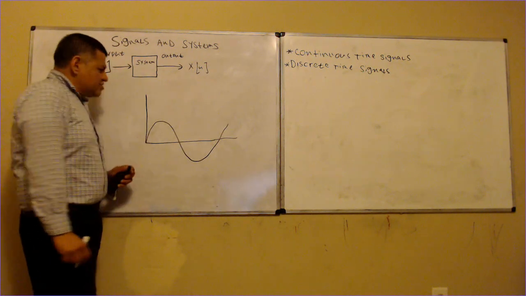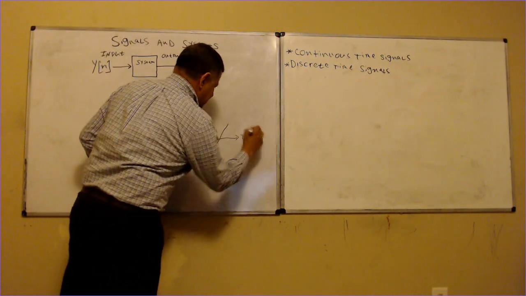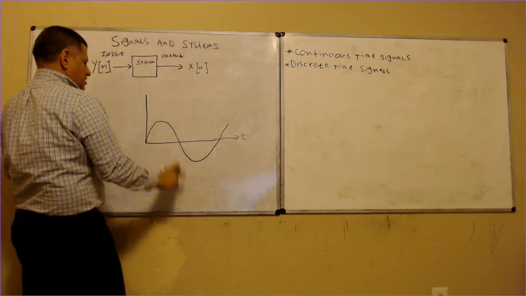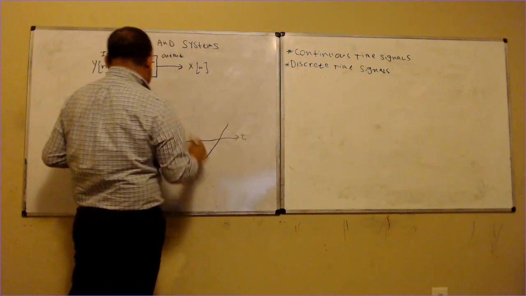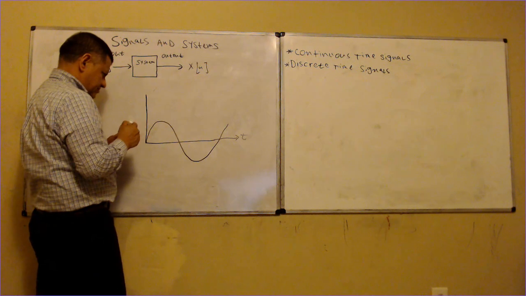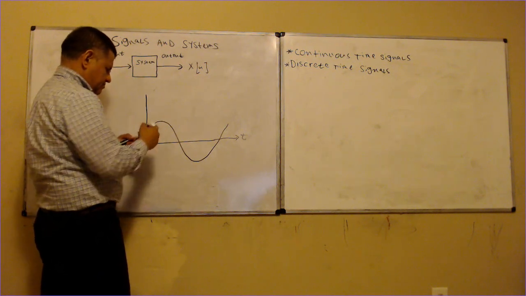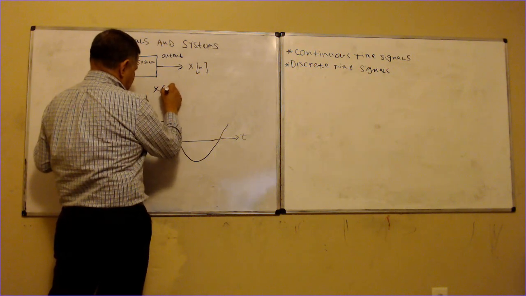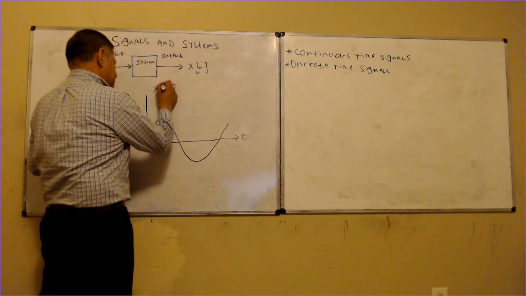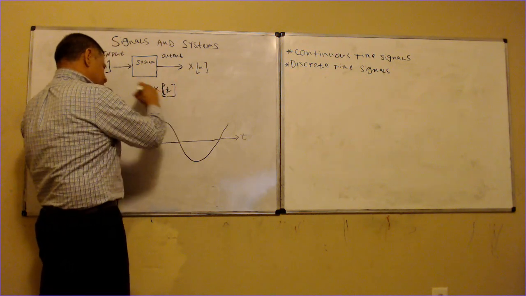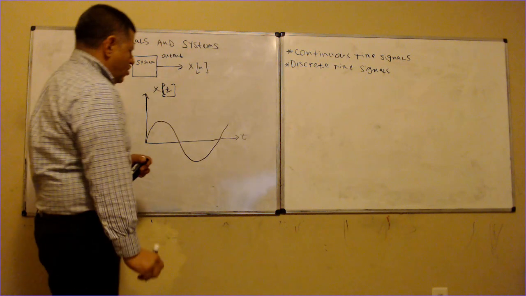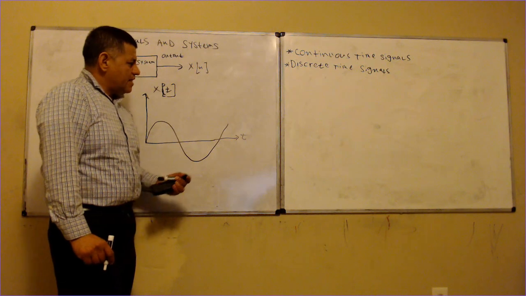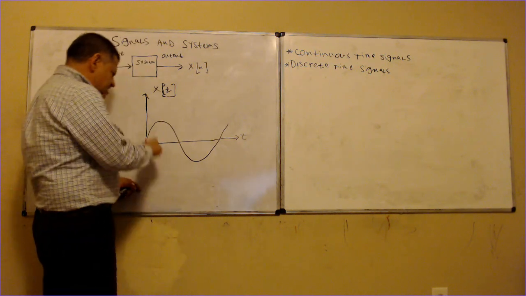If I go like this, you can see that this graph right here, this is t, this is x, this is x of t. So right here is time, right? Time has to be continuous. You don't see anything broken here, right?